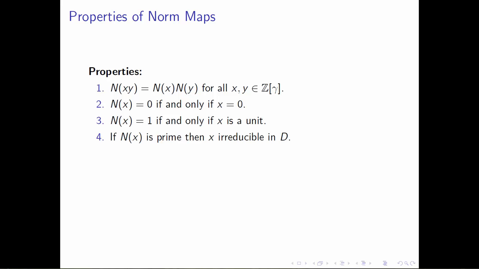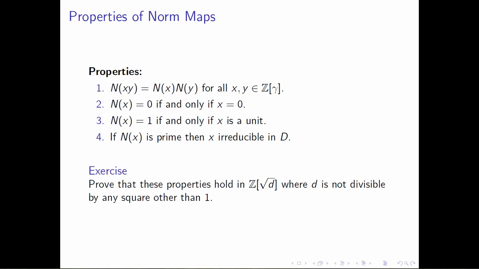And another thing that can be helpful to us is that if we take the norm of an element x inside Z adjoin gamma and we happen to get a prime number, then it has to be the case that this x is irreducible inside the domain. One of the exercises I've given you in your homework is to show that you can have an irreducible element that does not have a norm which is prime. So you have to be careful here. Here we don't have an if and only if statement, we just have an if-then statement.